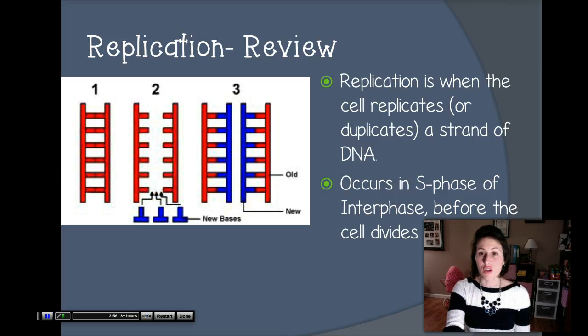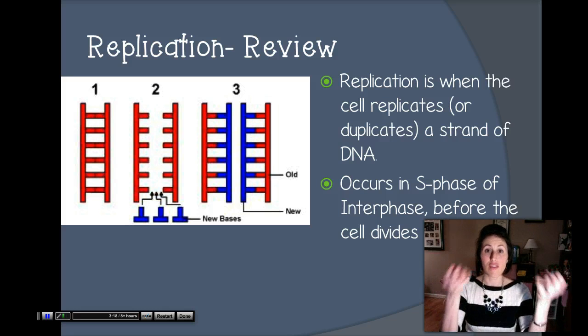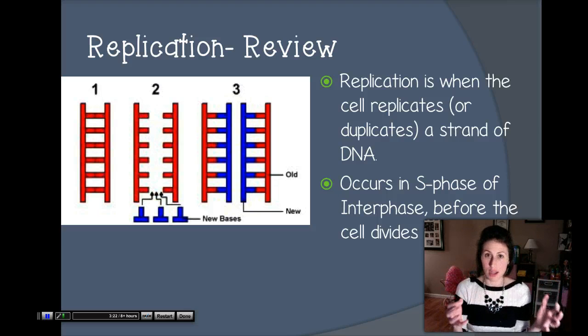So just to review really fast, replication of DNA is when the cell replicates or makes a copy of the DNA strand. That has to happen in S phase of interphase, and that is very significant because in order for the cell to divide, the DNA has to replicate first to make sure that both daughter cells have identical copies and full sets of DNA. Every cell has to have the same genetic information in it.